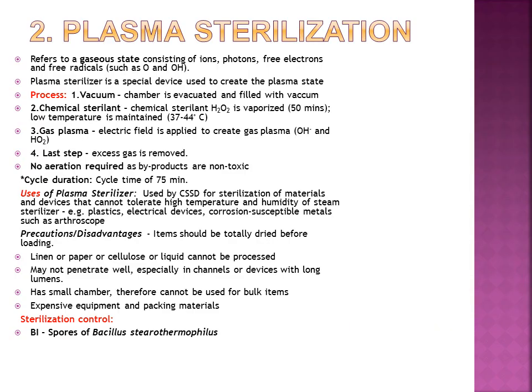Precautions or disadvantages. So the item should be dried before loading. Then linen or paper or cellulose, liquid cannot be processed. May not penetrate well, especially in channels or devices with long lumen, has small chamber, cannot be used for bulky amounts, expensive equipment and packing materials. Sterilization control is the biological indicator, spores of Bacillus stearothermophilus.